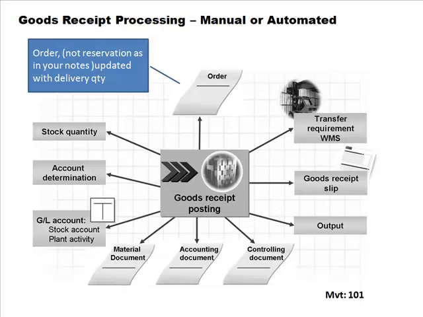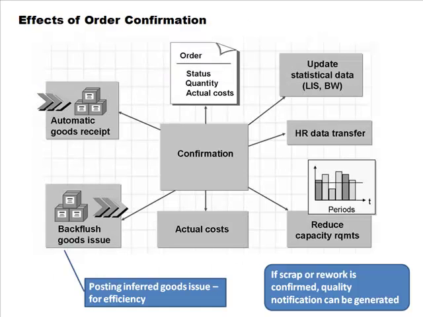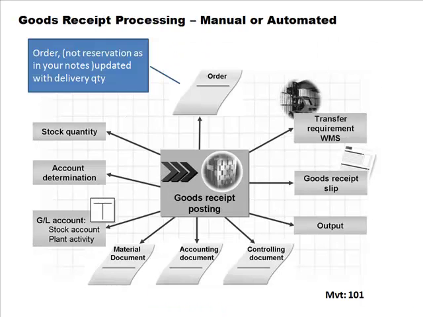Okay, so now the goods receipt. Now remember in the previous slide we saw that goods receipt could be automatic. So we are looking now at the details of the goods receipt step. As a result of producing finished goods, you now have more finished goods. You need to receive that into your warehouse. So that's what you're seeing here. Now in your slide, the slide in the book, it says reservation. I think that's a mistake. It should be order. The order gets updated with goods receipt.